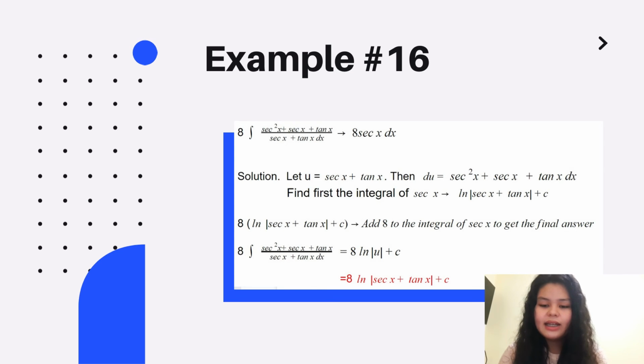And as you can see in the example, we already have the value of u, which is secant x plus tangent x. And by substituting the value of u to ln, the absolute value of u plus c, we can now get the integral of secant x, which is ln the absolute value of secant x plus tangent x plus c. And obviously, we're not yet done because what we're trying to find is the integral of 8 secant x dx. And by adding 8 to the integral of secant x, we now have our final answer, which is 8 ln the absolute value of secant x plus tangent x plus c.